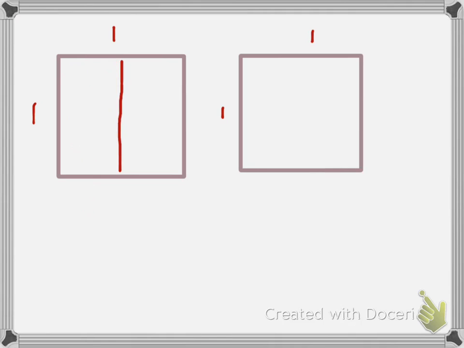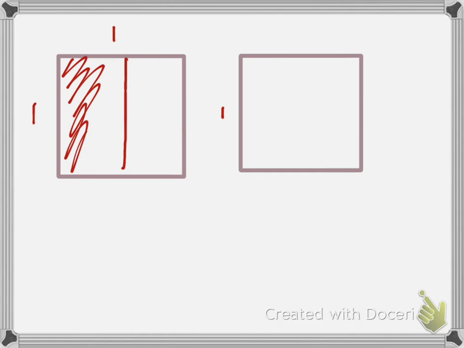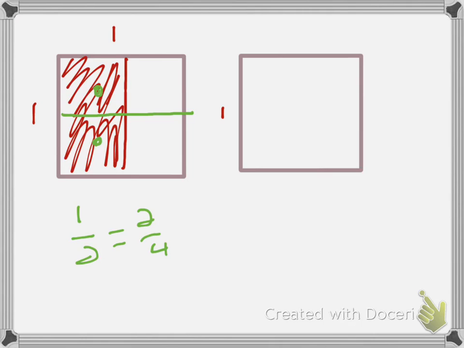This is 1/2. The red represents 1/2. Now let's partition the square into fourths. And we can see that now that the whole is partitioned into 4 equal parts, the 2 parts considered are this and this. So we can say that 1/2 equals 2/4.